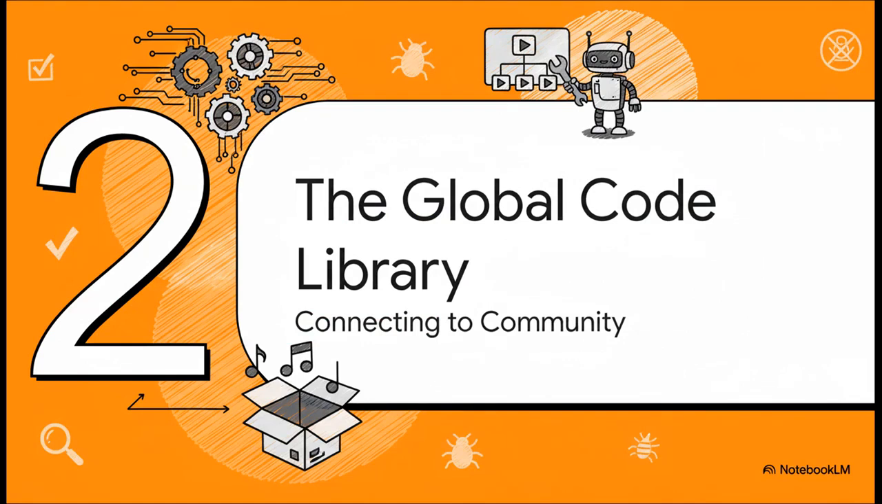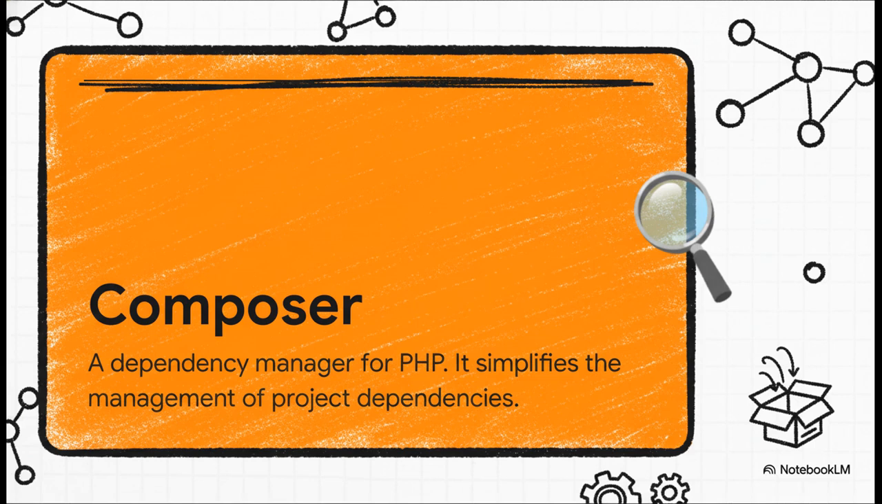Okay, let's move on to our second pillar. We've got our structure. Now, how do we pull in amazing code from the massive PHP community without creating a total mess? The answer is Composer. And let me tell you, Composer is arguably the single most important tool in the entire modern PHP ecosystem. It's a dependency manager. All that means is you tell it which libraries your project needs, and Composer handles downloading them, installing them, and managing them for you.